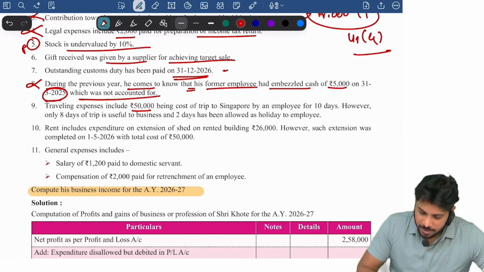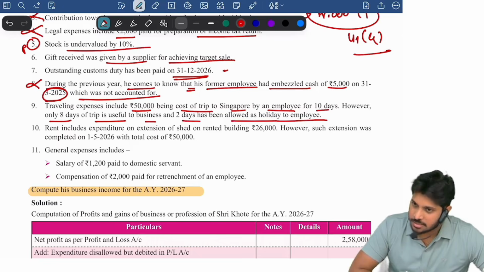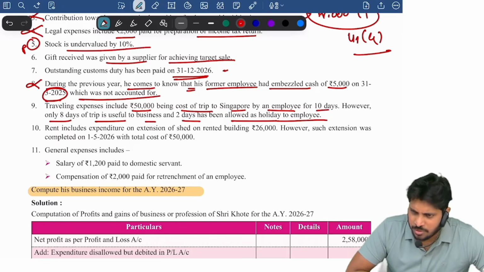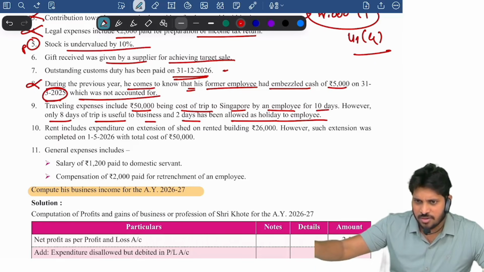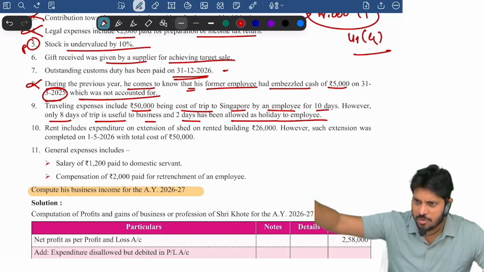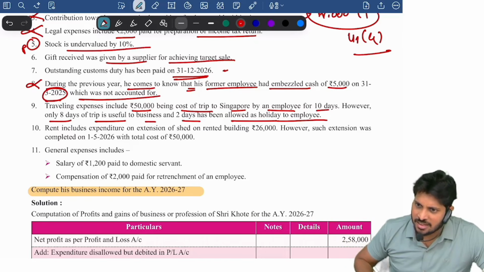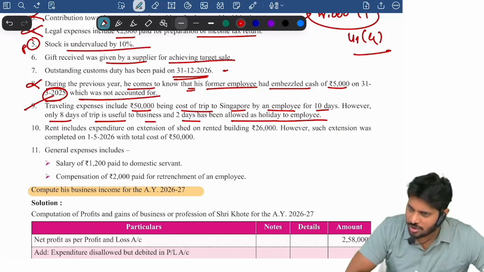Traveling expenses 50, being cost of trip to Singapore by an employee for 10 days. However, only 8 days of the trip is useful for business. 2 days has been allowed to holiday. Still business expenditure, no problem. Because it's employee refreshment. I give whatever my wish. My employee spent outside, I just paid him. It's like a leave salary, like a leave travel. I will allow completely. No problem at all.